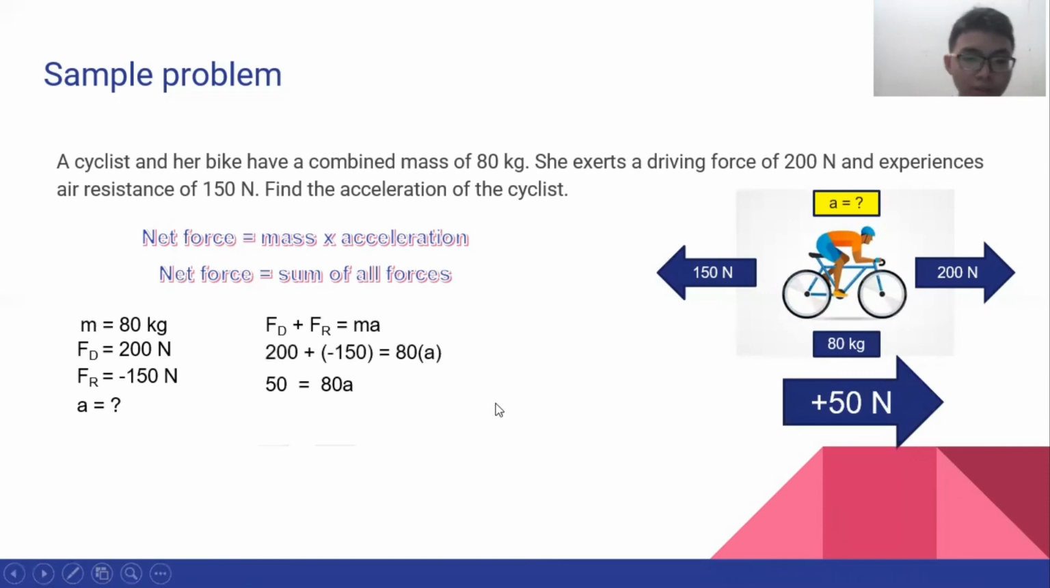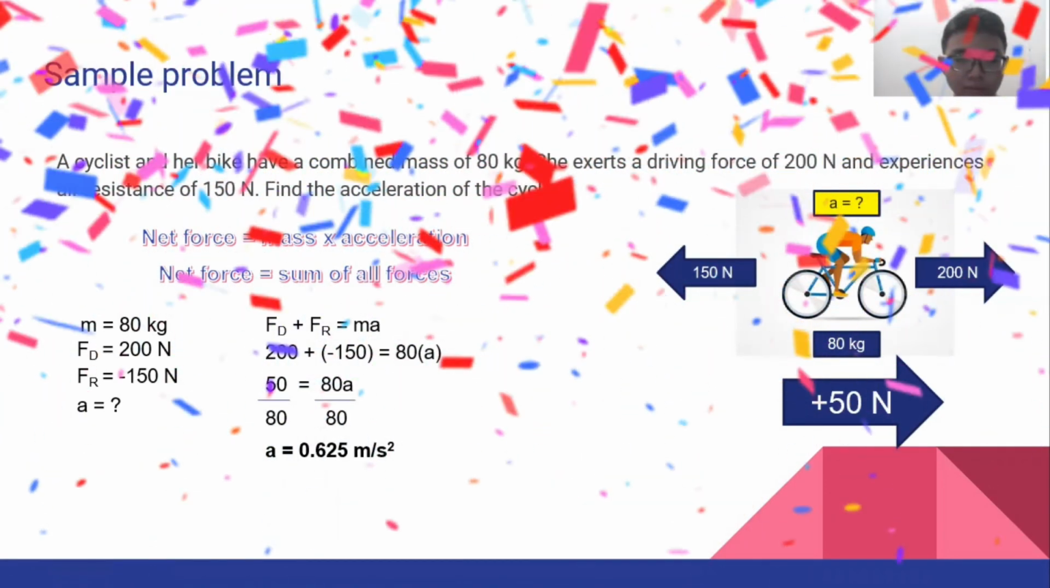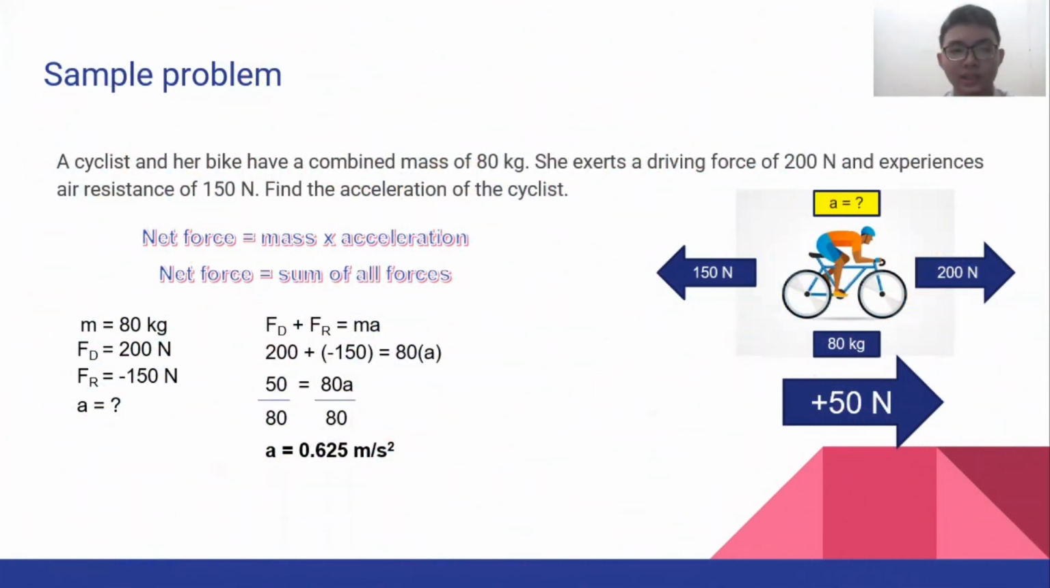So to get the a, we divide both sides by 80, and we will get 0.625 meters per second squared. That is the application of combination of forces.